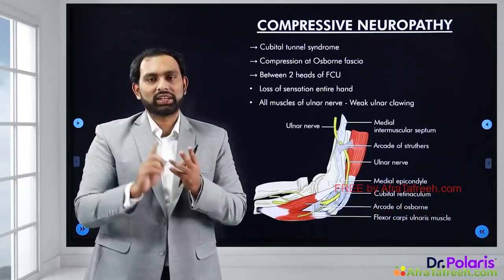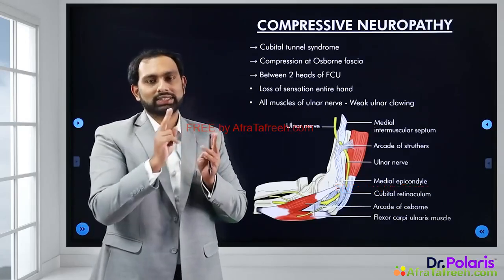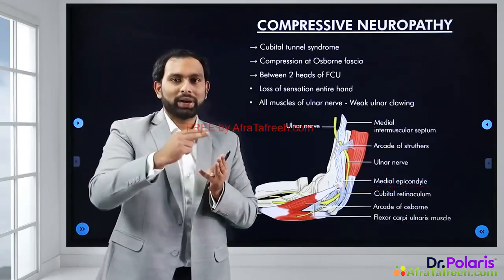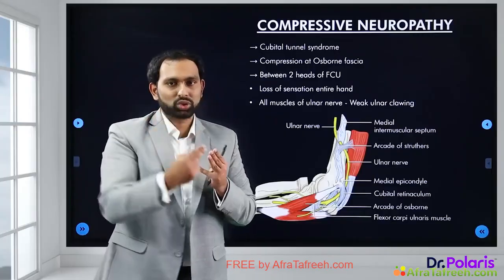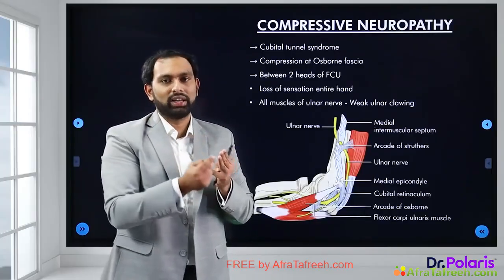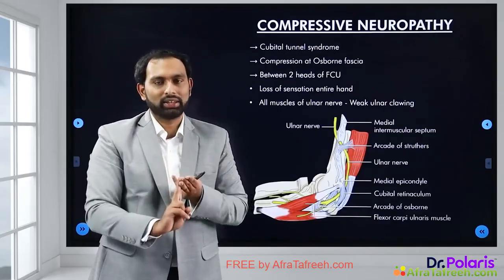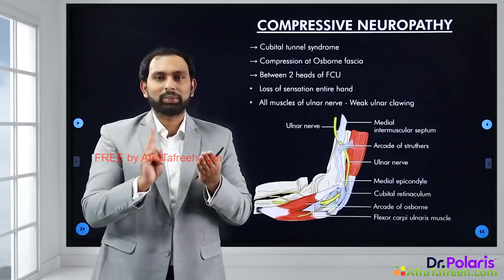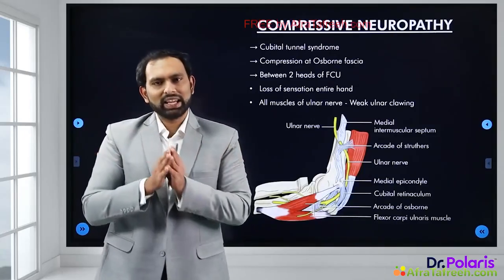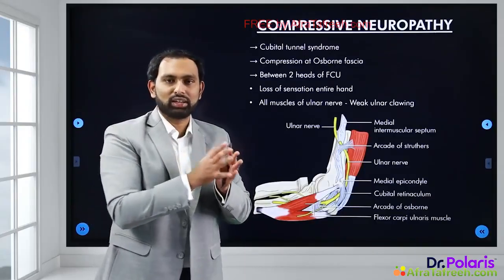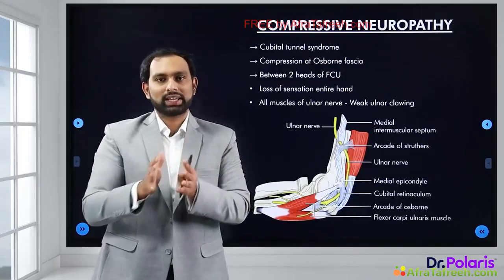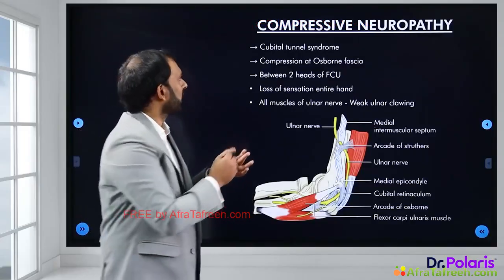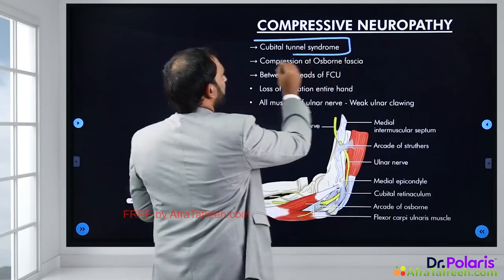Second is the fascia, that is the arcade of Struthers. That is the second site where compressive neuropathy can occur. Now the third site is the cubital tunnel. As it passes through these two structures, goes behind the medial epicondyle, it then goes through the cubital tunnel, and also through the Osborn's fascia. So these two sites also can be compressive neuropathy sites. Mainly it is the cubital tunnel that causes ulnar neuropathy at the elbow joint, and the syndrome where the cubital tunnel causes the compressive neuropathy is called cubital tunnel syndrome.